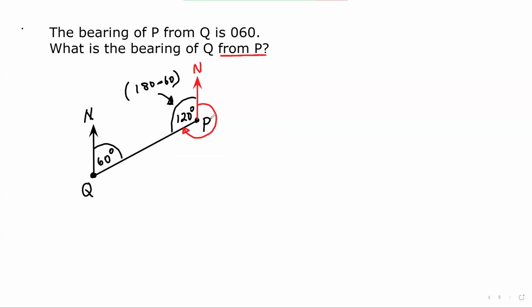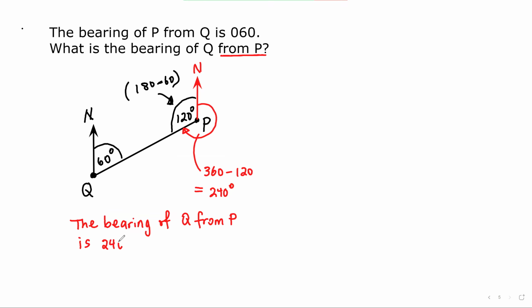And now the bearing of Q from P will be 360 take away 120. So that gives me 240. So the bearing of Q from P will be 240 degrees. Bearing of Q from P is 240 degrees.